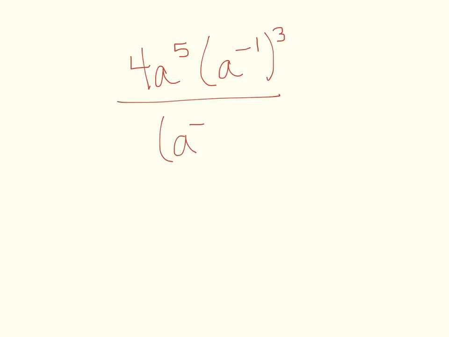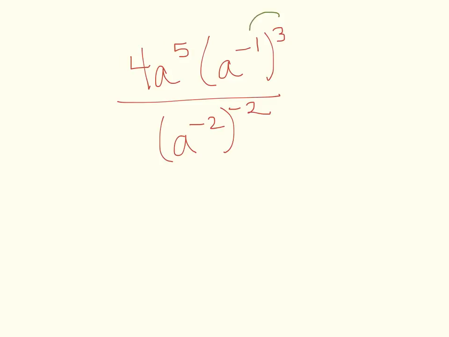All right, take this problem: 4a to the 5th times a to the negative 1, cubed, over a to the negative 2, to the negative 2. So we've got a lot of things going on here, and we need to simplify this. We need to put all numbers with numbers and all a's with a's, and we also need to make sure we have all positive exponents. That's a lot to do. So if you look back at the last slide, the first thing I said was get rid of all parentheses.